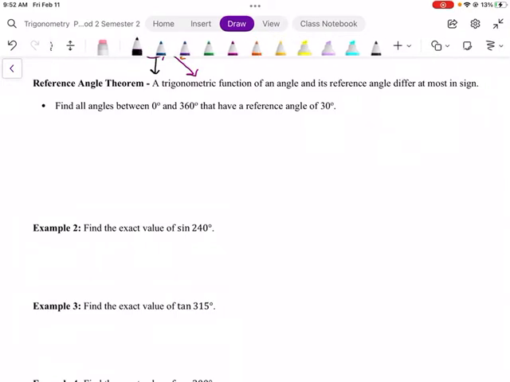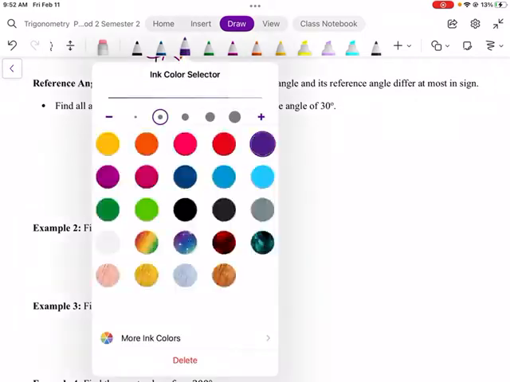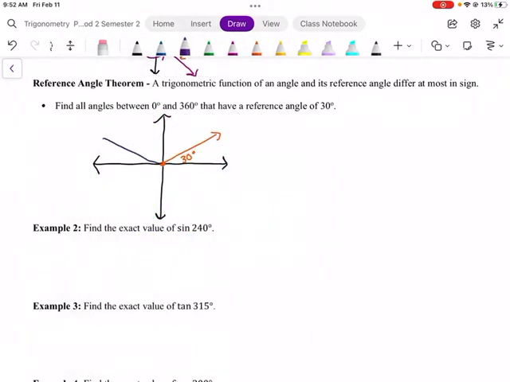For this example, we are going to find all angles between 0 and 360 that have a reference angle of 30. So that would be in the first quadrant right here. We would have a reference angle of 30. In our second quadrant, we would have this angle over here. We know that angle is 30. Third quadrant, 30. And then our fourth quadrant, 30. So we just need to figure out what all four of those angles are. We already know the first one.